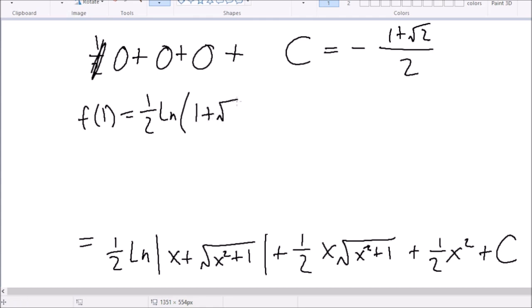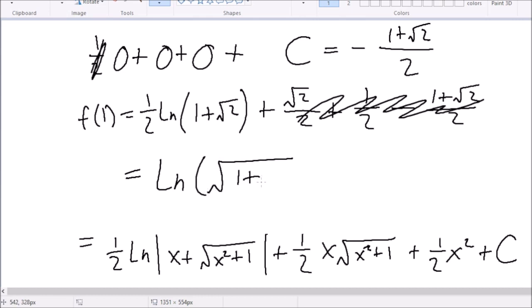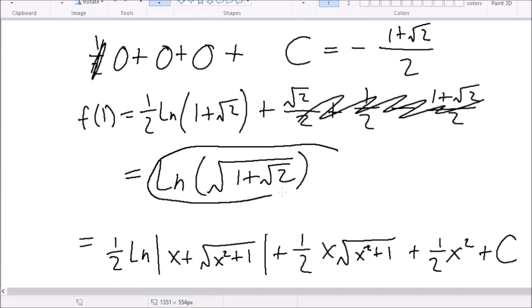1 plus root 2, square root of 2. That's going to trigger a lot of mathematicians. Here, let me write that properly. Root 2 over 2 plus a half, and then minus. They literally wrote this just to cancel this out. I'm so freaking done. Wow. Okay, well, there's my answer. You know what? I'd rather have that than anything nastier.